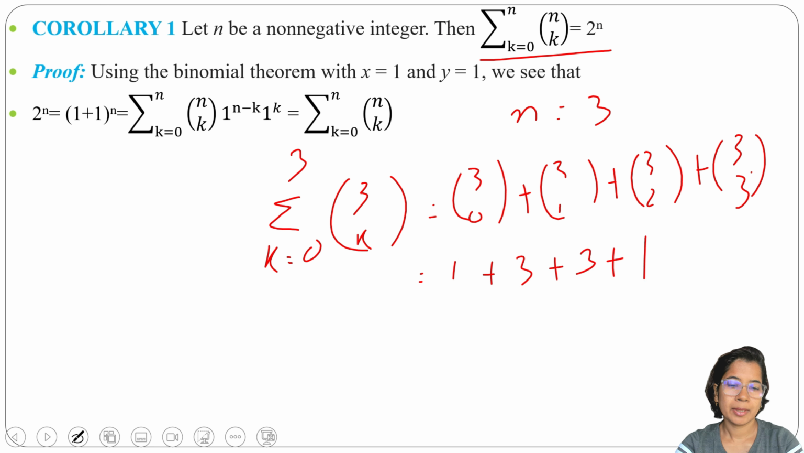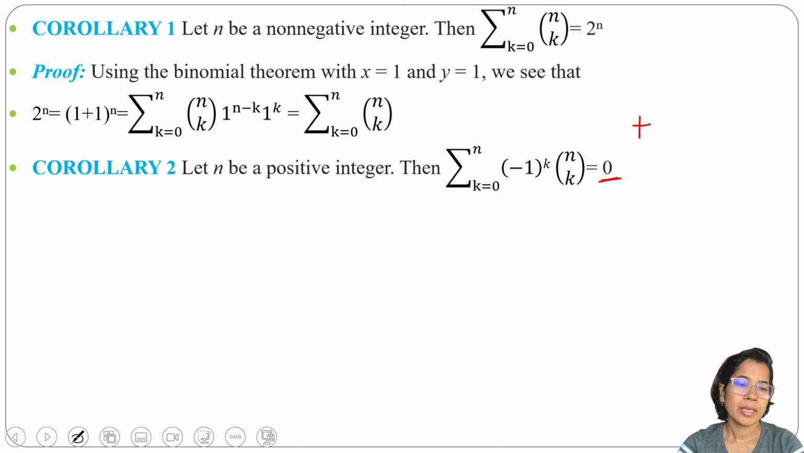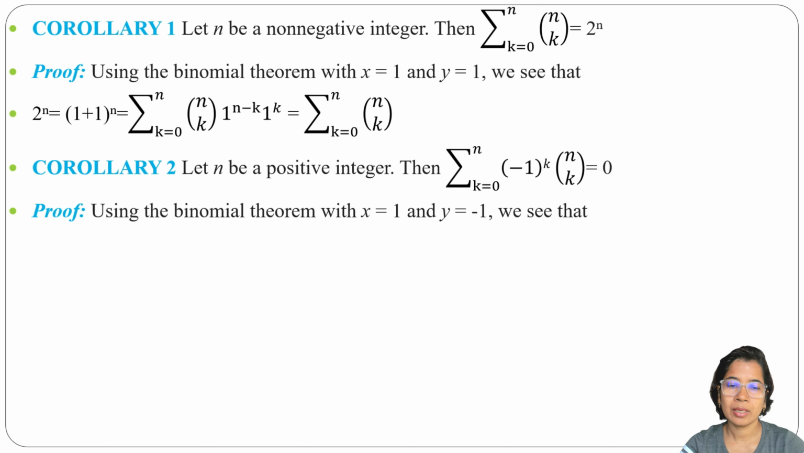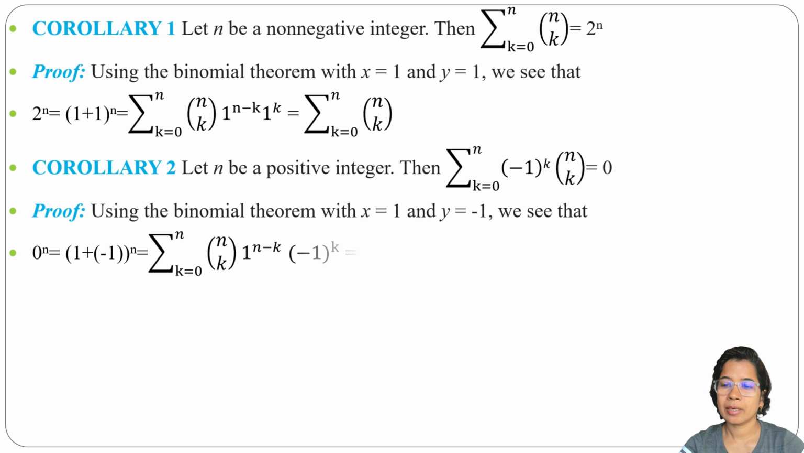Next, corollary 2. Let n be a positive integer, then the sum of k equals 0 to n of (−1)^k C(n, k) equals 0. Okay, so this 0 you can write as 1 plus (−1), so this is 0, right? Here we'll consider x as plus 1 and y as minus 1. Now in place of 0 you can write (1 + (−1))^n.